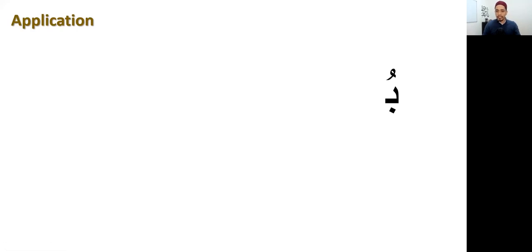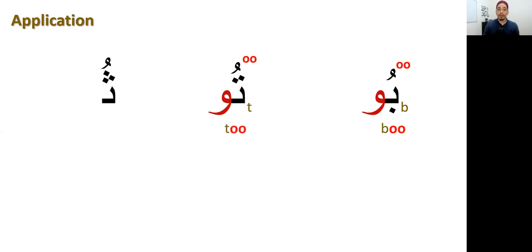We've done this with the alif mad. We're going to do it now with the waw mad in the same manner. Okay. So over here is bu. You add the waw mad. Can you see there's no haraka on there? The u becomes oo, and then you have boo. Tu. Add the waw mad. It became too. Thu. Add the waw mad. It became extended to oo, and now you have thoo.